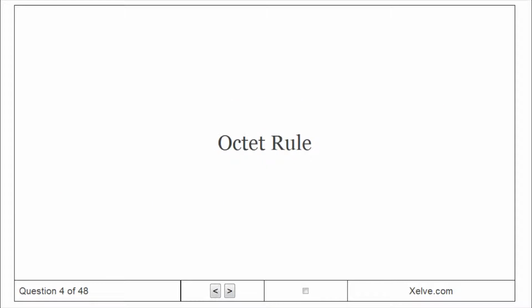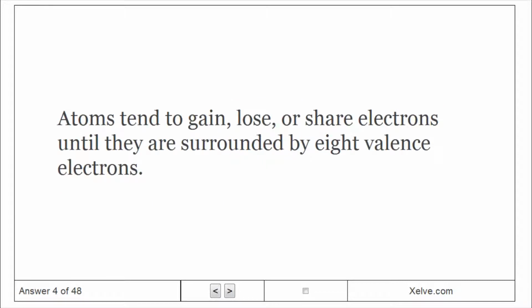Octet rule. Atoms tend to gain, lose, or share electrons until they are surrounded by 8 valence electrons.